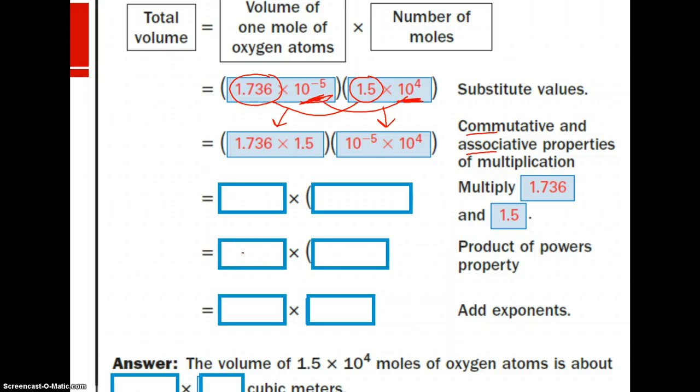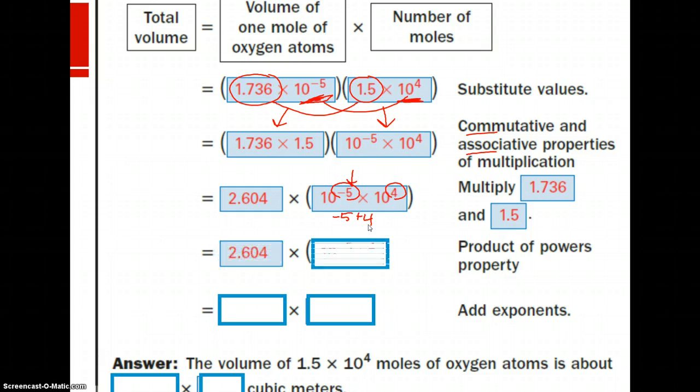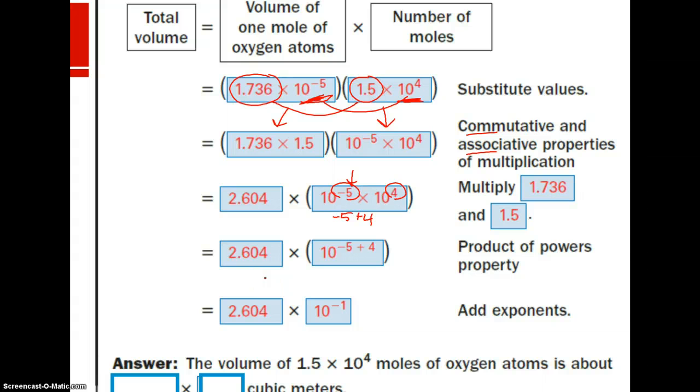So 1.736 times 1.5, and you can use a calculator, is 2.604. We have product of powers. Let me just bring that down. Product of powers tells us same base, so we can just add the exponents. -5 plus 4. -5 plus 4 is 10 to the negative first power. So your answer is 2.604 times 10 to the negative first power.